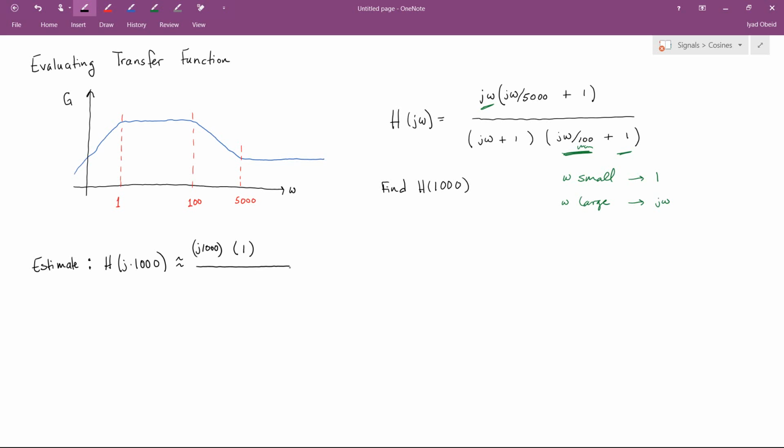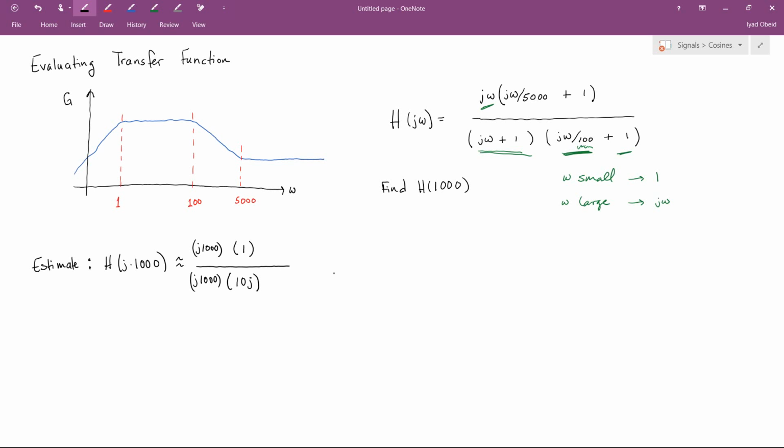And now we go to the denominator. Over here, now we're dealing with this term. If I let omega equal 1,000, the j1000 term will totally dominate the 1. So this will be j1000. And then finally we're going to get the term over here. Once again, the 1000 over 100 will give us 10j, which is a lot bigger than 1. So I'm going to assume that this is essentially 10j.